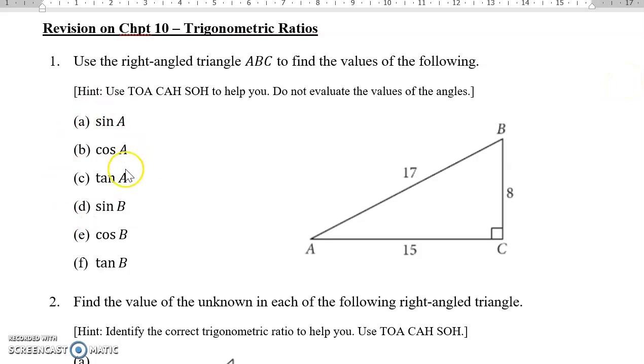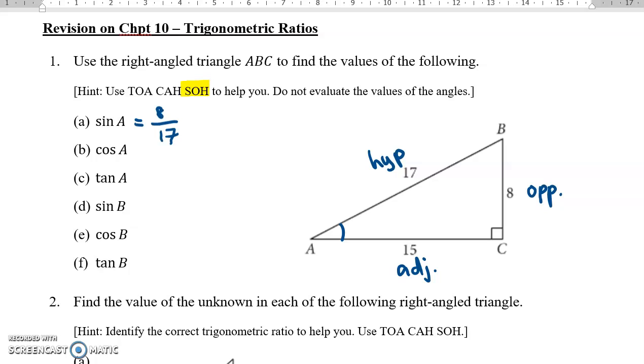Okay, so for the first 3 questions, they want us to find the sine of angle A, cosine of angle A, and the tangent of angle A. So I will first need to label the sides of my right angle triangle. AB is the hypotenuse. If the reference angle is at angle A, then AC would be the adjacent and BC will become the opposite. So that should help us find the values of the sine, cosine, and tangent.